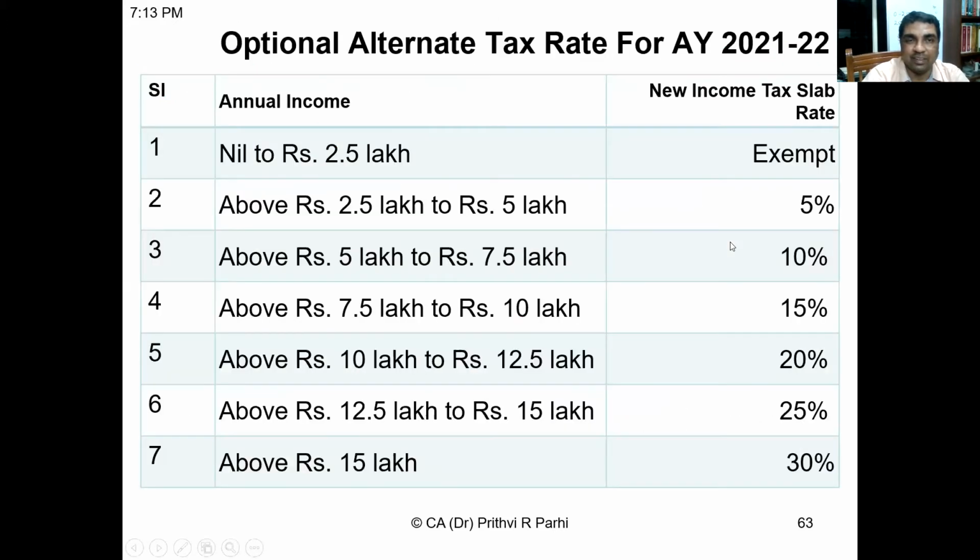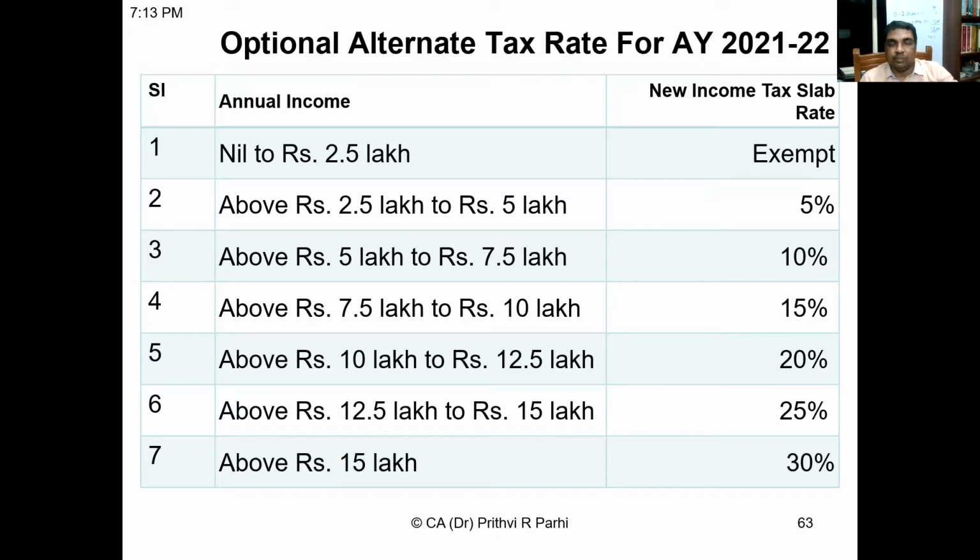And if you go for the new scheme, 115BAC, you know this is the new rate, which you have already seen in that chart. If you want, you can once again have a look. This is the new rate for assessment year 21-22. Okay.